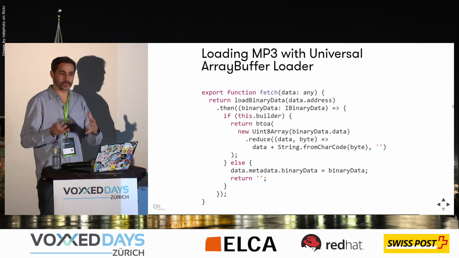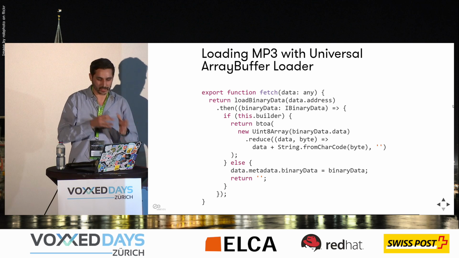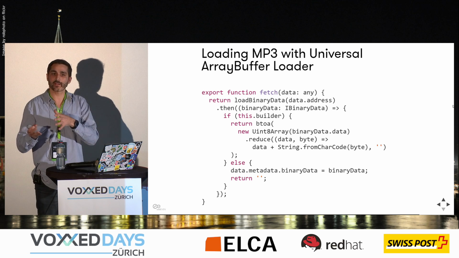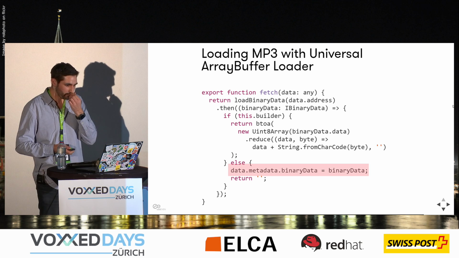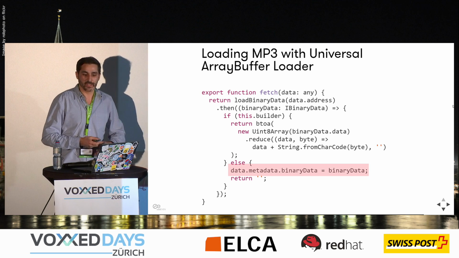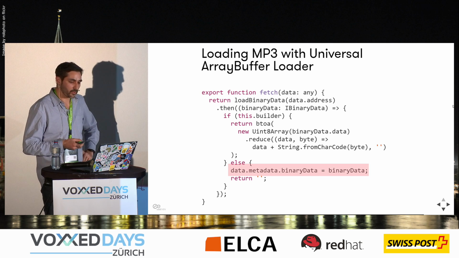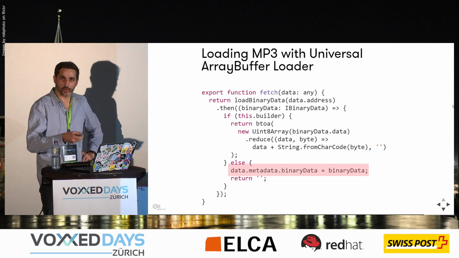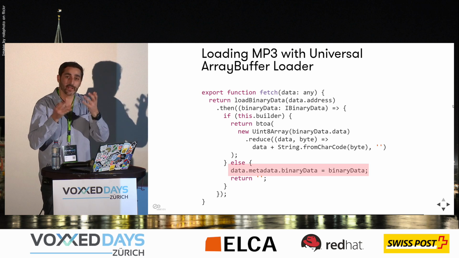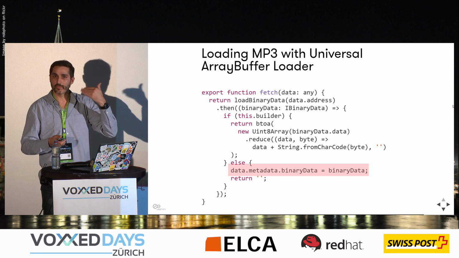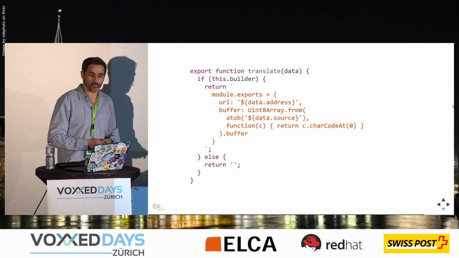So we are loading an MP3 either locally when we are running on Node.js and building the bundle, or we are loading it directly in the browser, right? When we are running in the browser, here we have a little bit of a different shortcut. Here we are directly putting this binary data we get from our load binary data function into a so-called metadata of the module. This is available in SystemJS, so we can add information to the metadata, and later on in the hook process we can extract this metadata again. So here we're taking this shortcut.